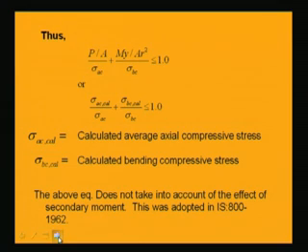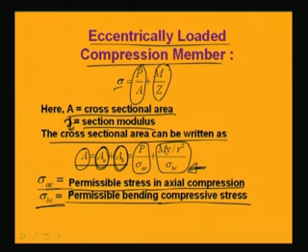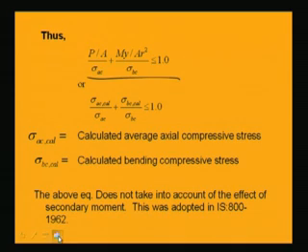So we can write the earlier equation as (P by A) by sigma_sc plus (M y by A r square) by sigma_bc, which should be less than or equal to 1. That means if we divide both sides by A, then we will get P by A by sigma_sc plus M y by A r square by sigma_bc, which will be less than or equal to 1.